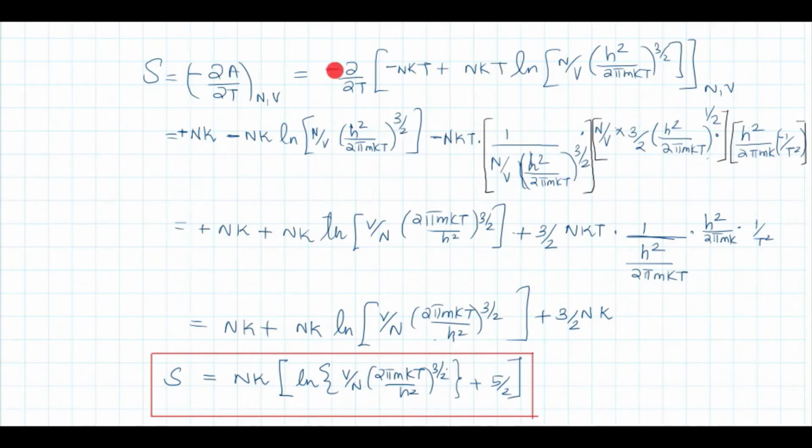Then minus NkT, you keep it as constant and take the derivative of this logarithmic term. That will give you 1 divided by the term, times the derivative of this quantity with respect to T. So N/V is constant. What is the derivative of x raised to 3/2? It is 3/2 x raised to 1/2. Then again you have to take the function of a function, h²/2πmk times the derivative of 1/T, which is minus 1/T².